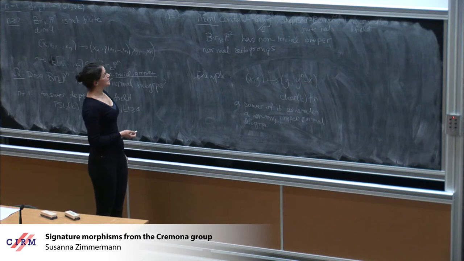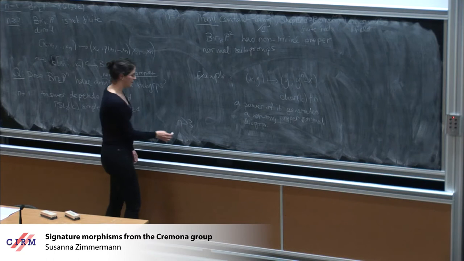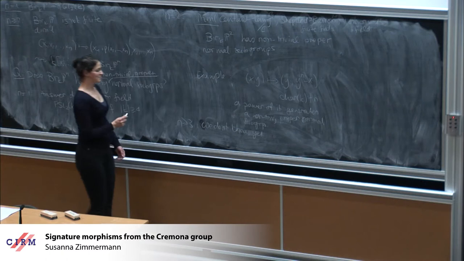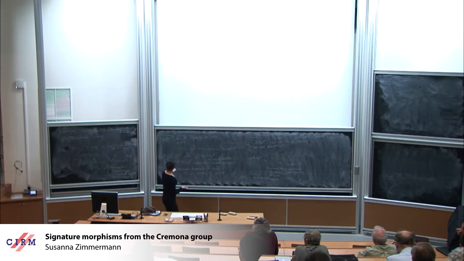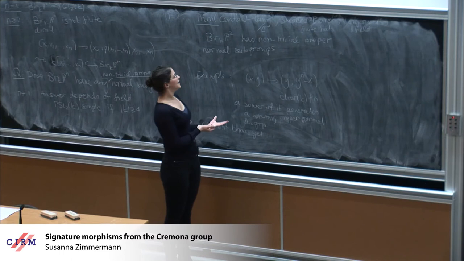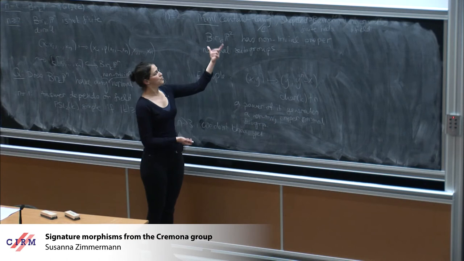And for n bigger or equal to 3, the question is still open. We are working on it. And well, so I want to make the question more precise. The examples that are constructed here, they're quite wild, and their quotients are quite wild. For instance, any countable subgroup embeds into a quotient of the Cremona group modulo that normal subgroup. So the quotients are quite huge.